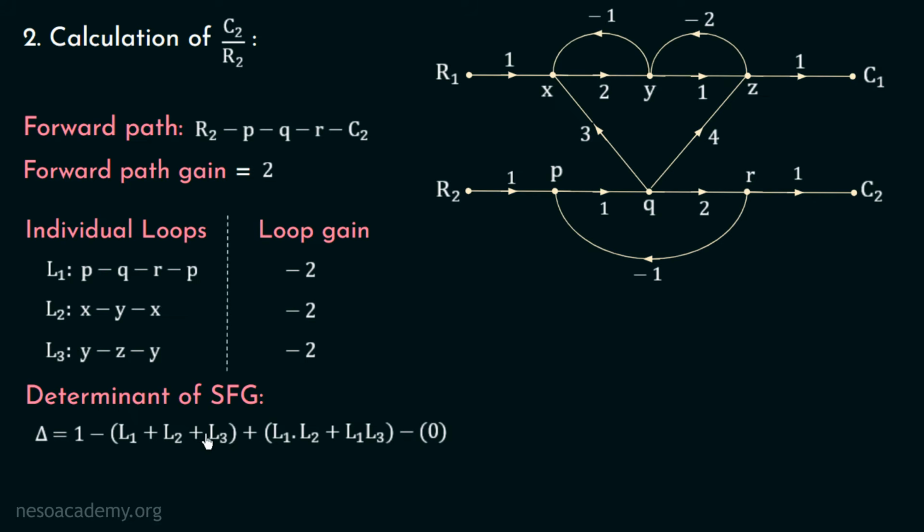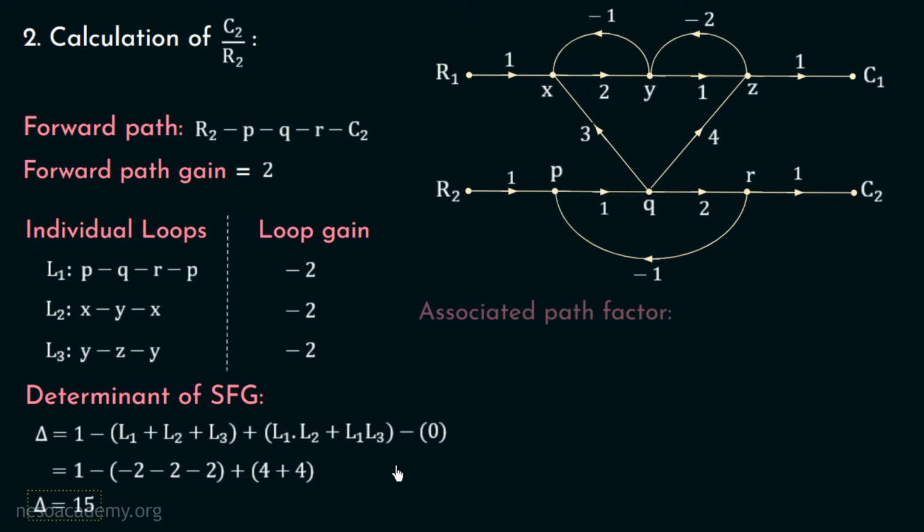Now, if we put all the values in this equation, we will have 1 minus of -2, -2, -2 plus product of L1 and L2, which will be equal to -2 multiplied with -2, which is equal to 4, plus product of L1 and L3, which will be -2 multiplied with -2, which is equal to 4. And in this way, the value of determinant of SFG will be equal to 15.